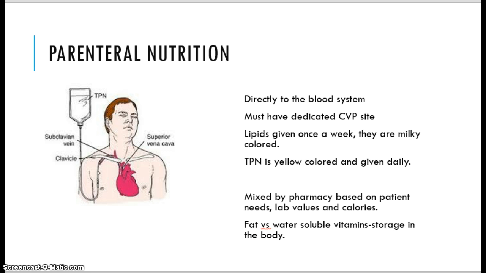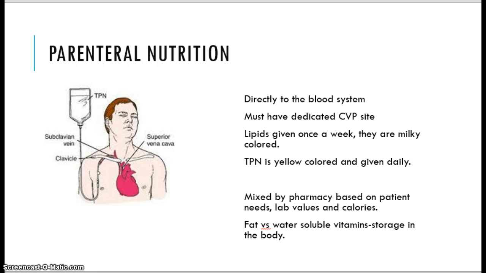The opposite of that is parenteral nutrition, and that's where it goes directly into the blood system. For some reason, their small intestine is not able to absorb, and they have malnutrition because of a GI system problem, usually in the small intestine. Or maybe they're unconscious, and it's going to be long term. We need to really control the type of nutrition that they're getting.